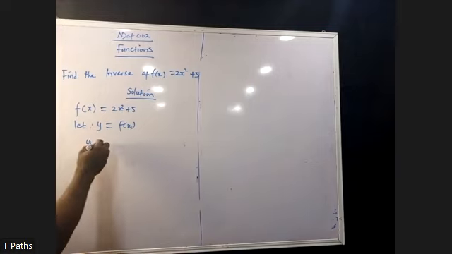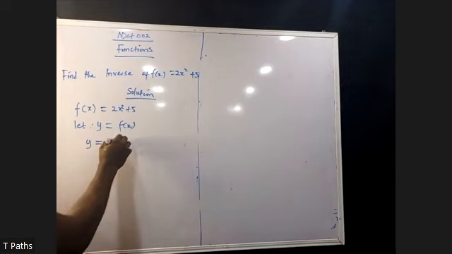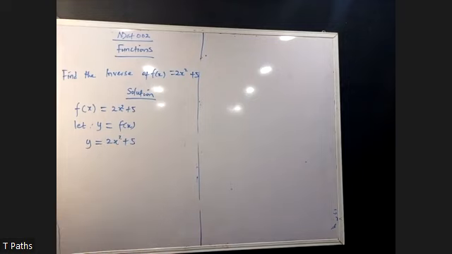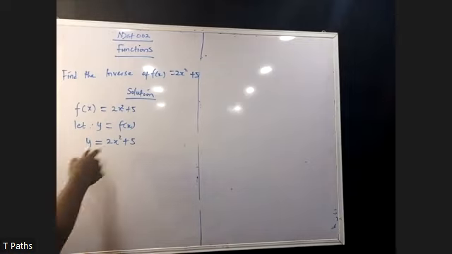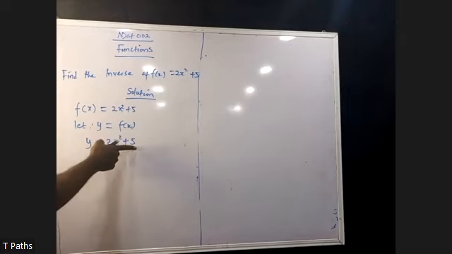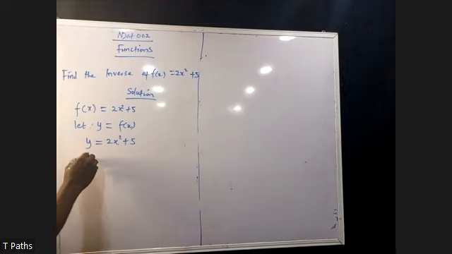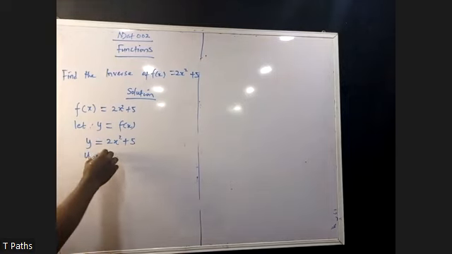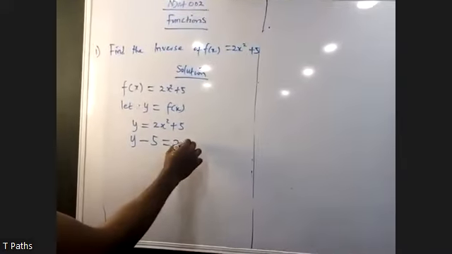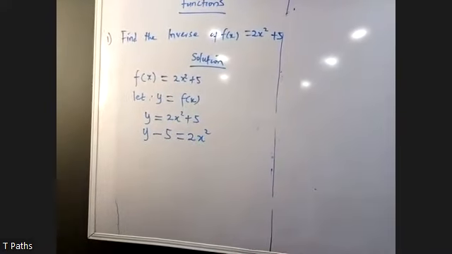That means I can write y as what? 2x squared plus 5. So the next duty for me to do is to make x the subject of formula. So if I've successfully done that, I've gotten my answer. So I want to make x the subject of formula here. The first thing I'm going to do is to move this 5 to the other side. I have y minus 5 is equals to what? 2x squared. Is that clear? So I know it's very clear.